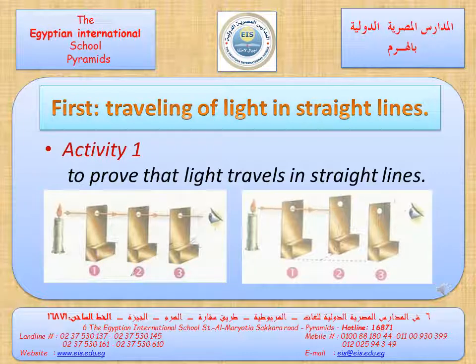Well, what if we move the second screen, which is in the middle, to the right side or to the left side as shown in the second picture? We will observe that we cannot see the flame of the candle, and that's a proof that light travels in straight lines. And this is our first property.